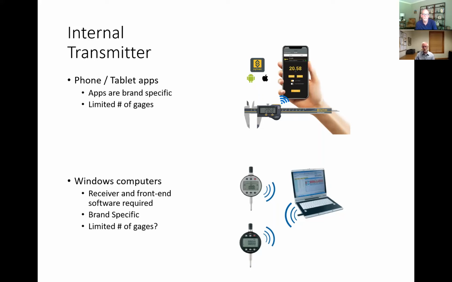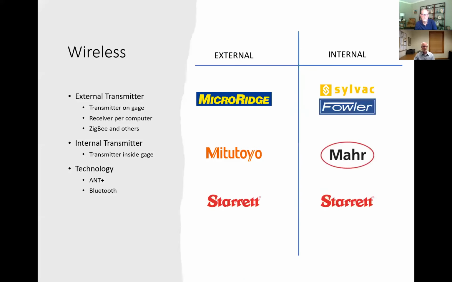It's something that they are required to do by the Bluetooth technology. Again, it's brand specific, so you can't mix and match different manufacturers sending to the same receiver. You have to have a receiver from each one of those manufacturers that have internal transmitters. And I honestly don't know the answer to the number of gauges, if they're still limited to 8, or if the new Bluetooth 5.0 that's coming out allows for a wider range of gauges to be attached. That's something I'll have to learn.